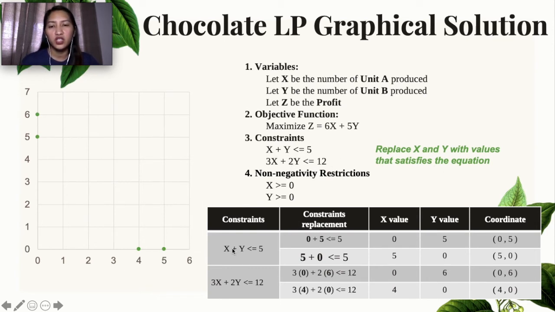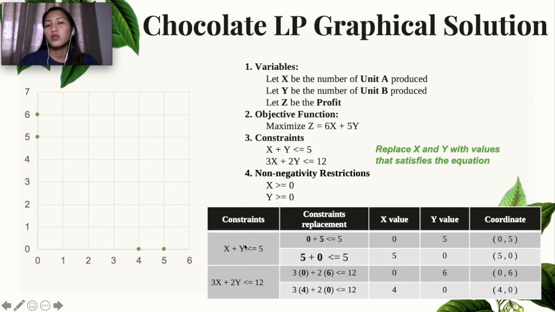Ang una mong gagawin dyan, gagawin mo muna, what if 0 yung value ng x? Ano yung magiging value ng y? So in this case, huwag nyo munang pansinin yung ating itong mga symbol na to, which is less than symbol. Kapag 0 yung ating x, yung y should be 5 because ito yung gusto nating makuha na value na i-return nitong ating equation. So, yung x value natin ay 0, therefore our y value is 5. So, now we get our first coordinate which is 0 and 5 for this constraint linear function.